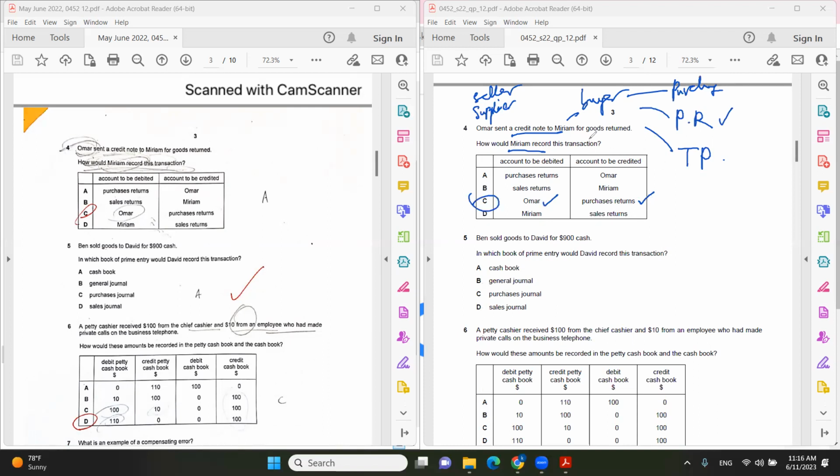Who received the goods when returned? Omar received. When Omar received, it is the debit side. Debit is receiving, credit is giving out. Okay, let's continue.